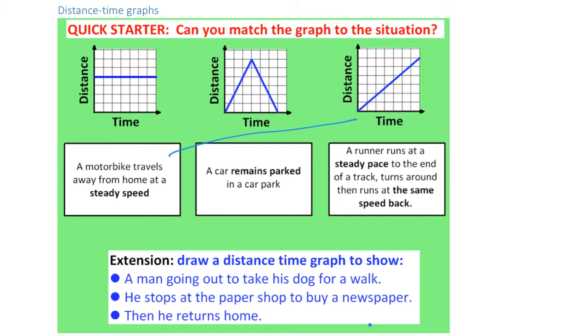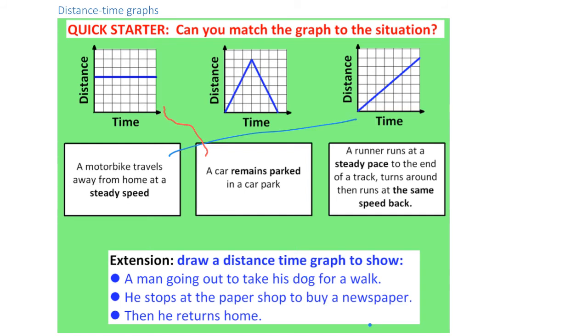The second statement then, a car remains parked in a car park. So that means the distance isn't changing. So the distance remaining the same. So that's going to be the first graph. So the distance is a horizontal line, implying that it's not moving anywhere.